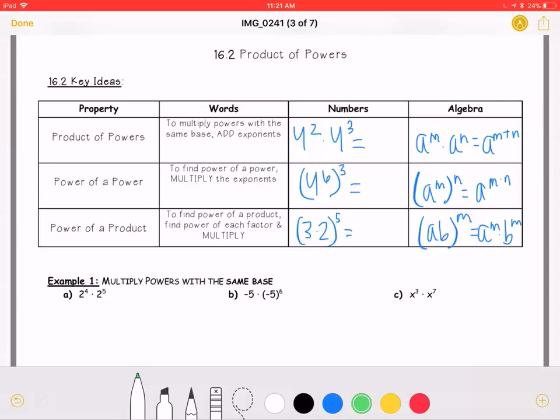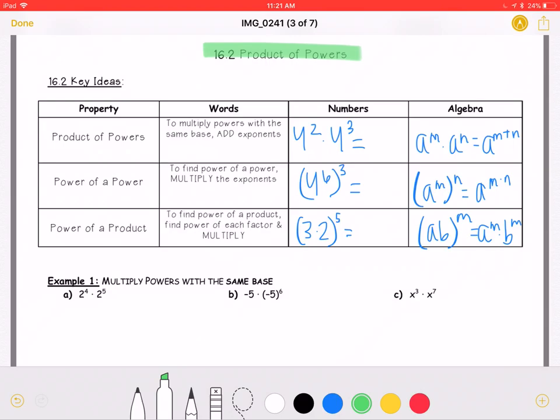All right, class, another day, another lesson. Let's move into lesson 2 of chapter 16. It's called Product of Powers. Let's look at our key ideas. Very important here. We have a bunch of properties that we're going to learn here and some rules that you need to understand and remember.